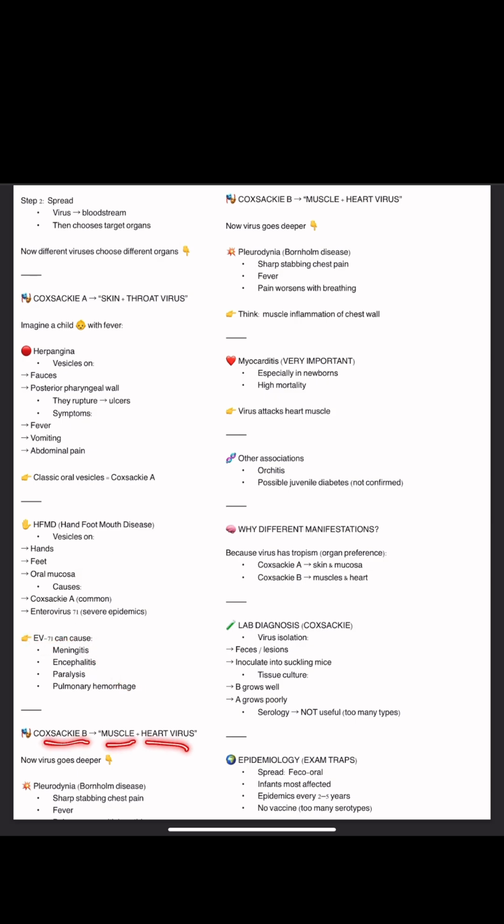Okay, Coxsackie B: muscle and the heart. Now the virus goes deeper. Pleurodynia, or Bornholm disease: sharp, stabbing chest pain, the devil's grip, with fever, and the pain worsens with breathing. It is muscle inflammation of the chest wall. Myocarditis, especially in newborns, has high mortality. The virus attacks heart muscle. Other associations are orchitis and possible juvenile diabetes.